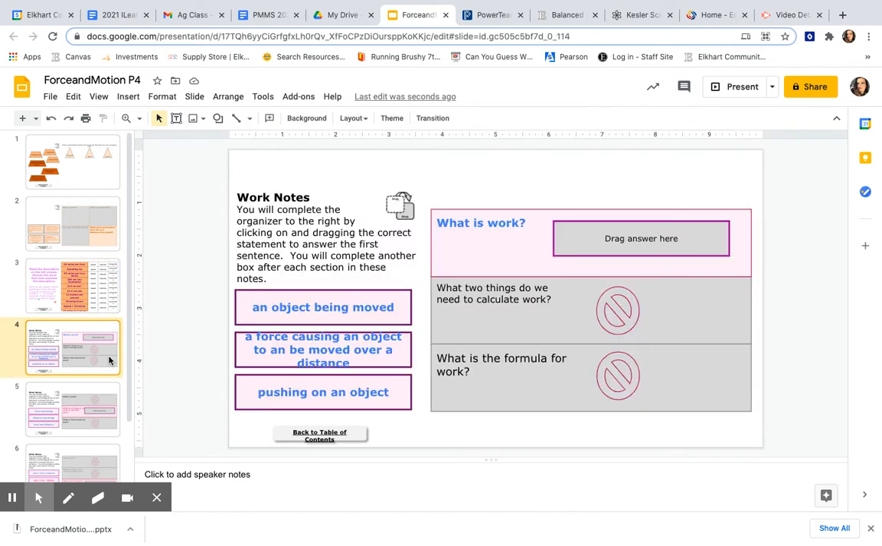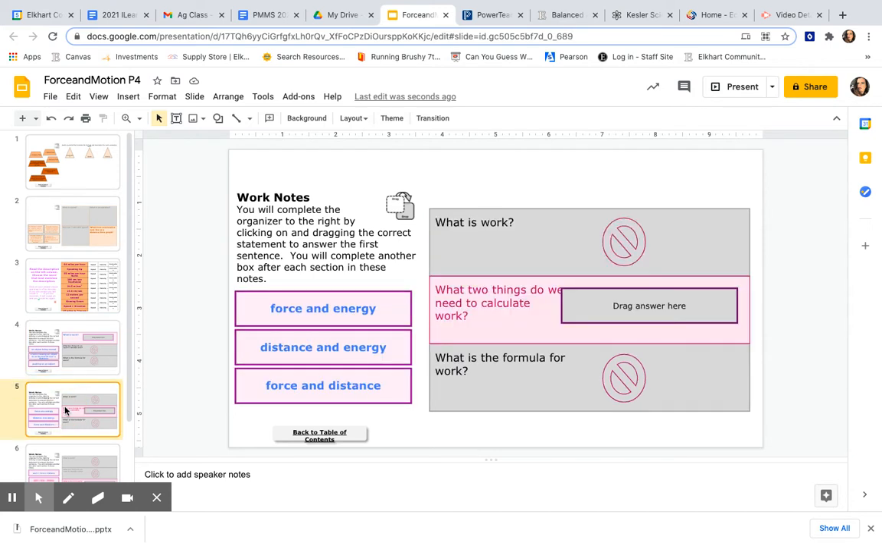Right here, you're going to drag the proper answer to the question. What is work? An object being moved, a force causing an object to be moved over a distance, or pushing on an object. Same here. What two things do we need to calculate for work? Force and energy, distance and energy, or force and distance?